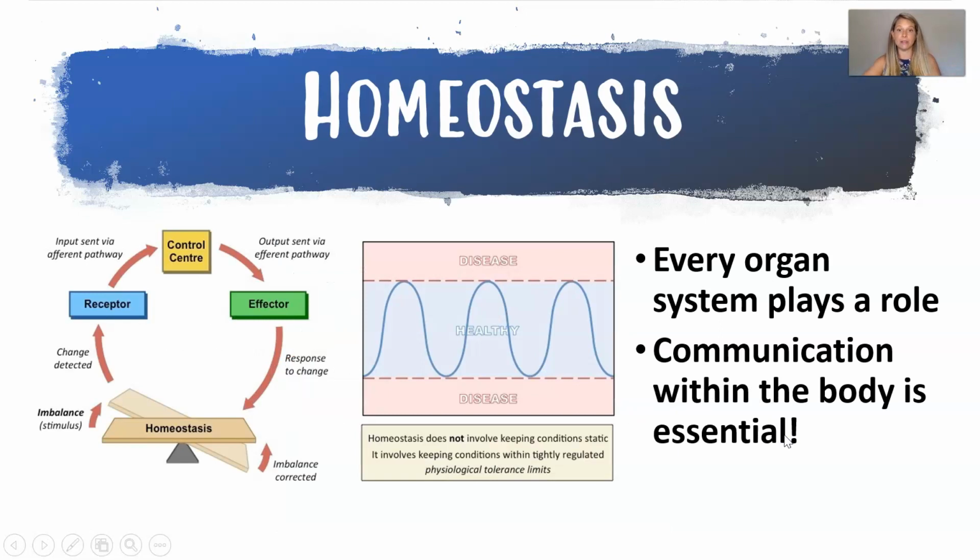Every organ system is going to play a role in homeostasis. The nervous system and the endocrine system are constantly communicating and working within all of your systems to maintain balance by using various organs and structures within the human body. Communication within the body is essential so that we stay in this healthy range, within homeostasis. Going out of homeostasis, into that imbalance, is when you have disease.